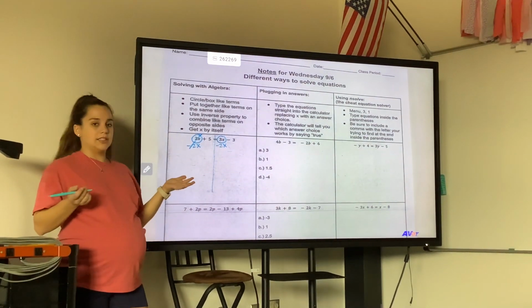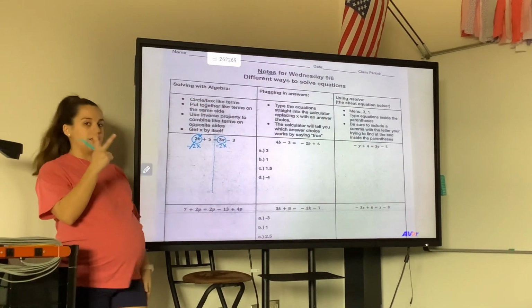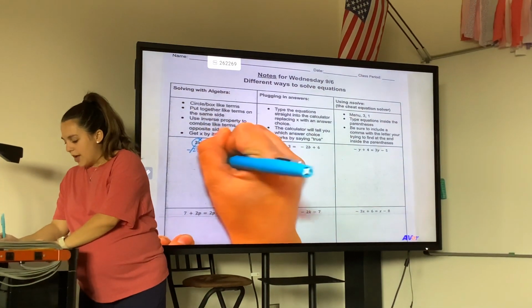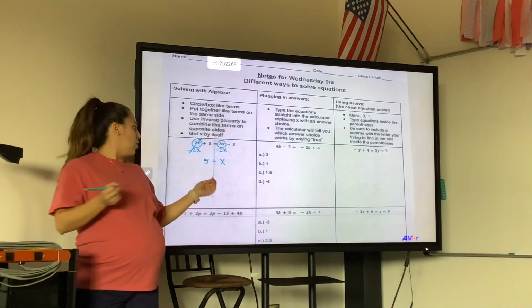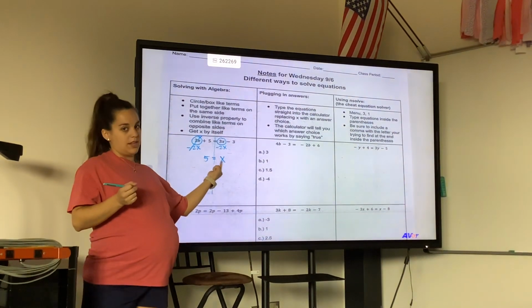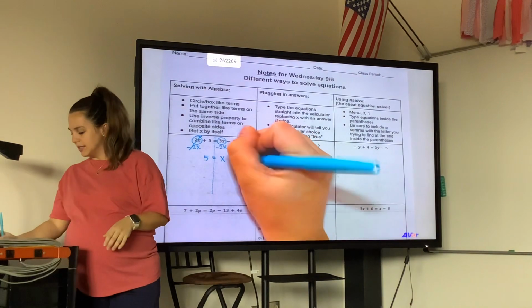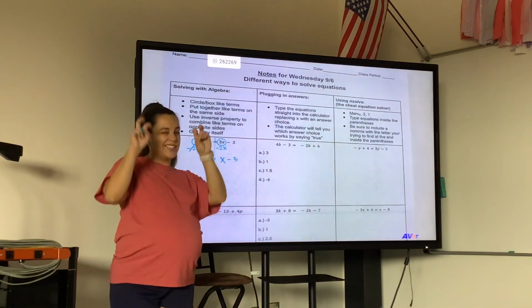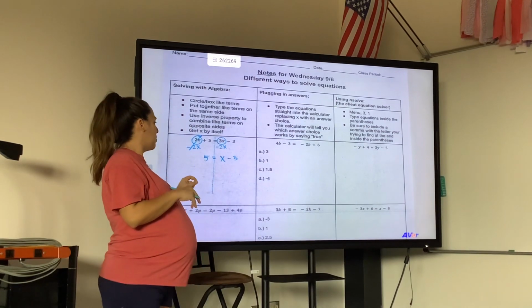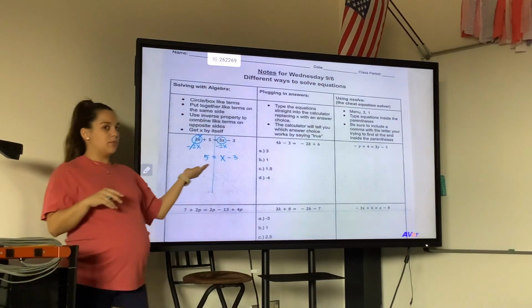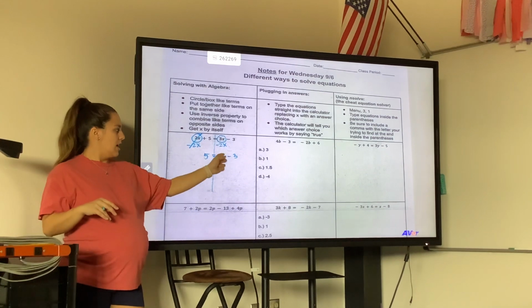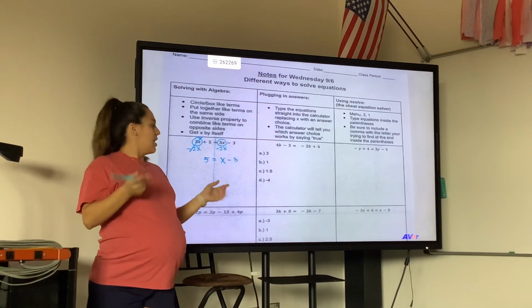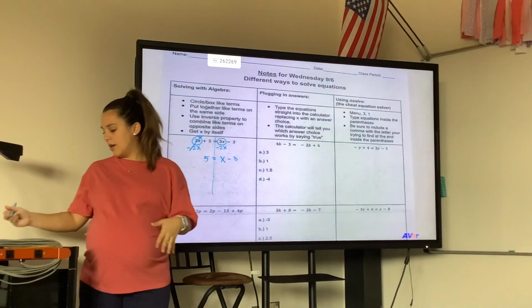3x minus 2x. If I had 3 x's on the board and I erased 2 of them, how many x's am I left with? 1. So I have 1x, and remember that you can always write the invisible 1 with the x, if it's 1x, and then minus 3. These two numbers are also technically like terms, but we have a simple equation now. It says 5 equals a mystery number minus 3. So if you can figure that out in your brain, that's great. However, let's prove that this is what it is.